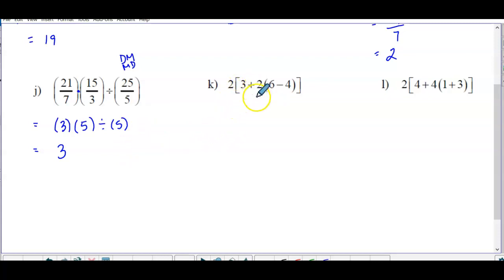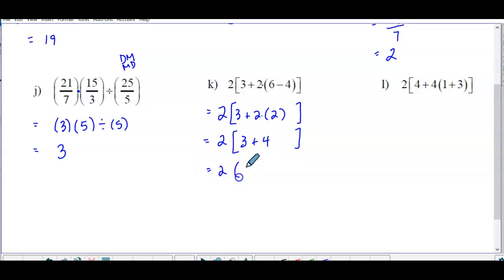Okay. Next one here, we've got big brackets and then little brackets inside. So really, we copy out anything that's outside the big brackets, and then we look at the inside and follow order of operations. So we've got adding, multiplying, brackets with subtracting. So I've got to do the brackets first. Okay, then copy out what's outside. This is multiplication, so that's 3 plus 4.